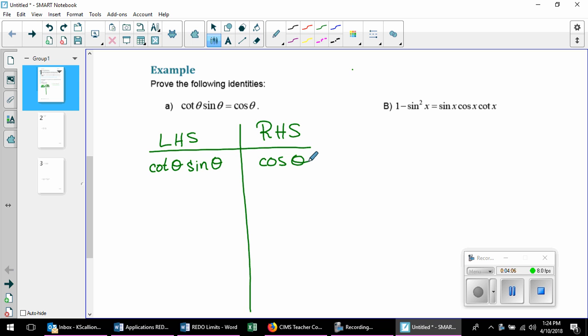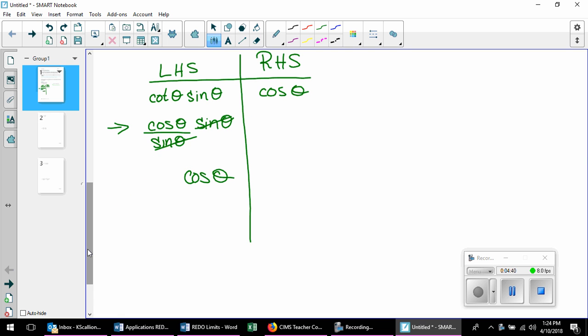So what's cotan? Cosine theta over sine theta times by sine theta. What are you going to do? Cancel out the sines. What are you left with? Okay, you can't leave it at this step. You cannot leave it at this step. You have to finish it here. Okay? So you got to make it look pretty and clean. So cosine, cosine. So I'm going to say left-hand side equals right-hand side. And then my proof.